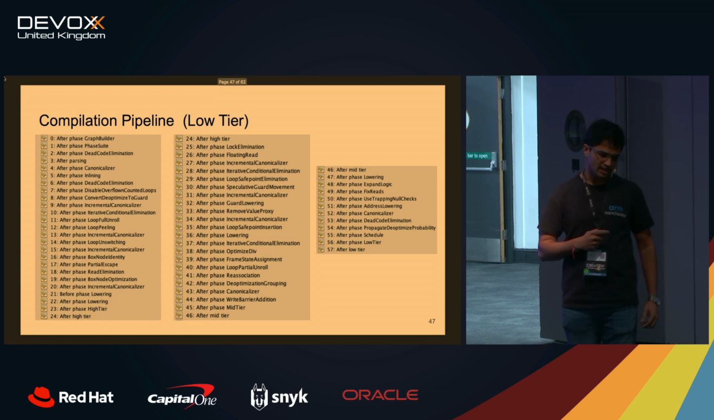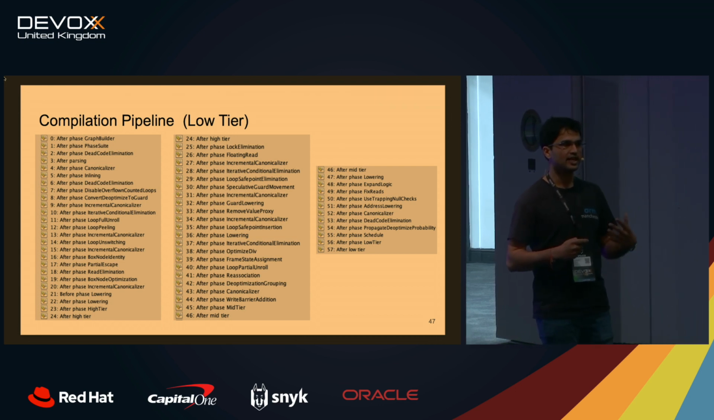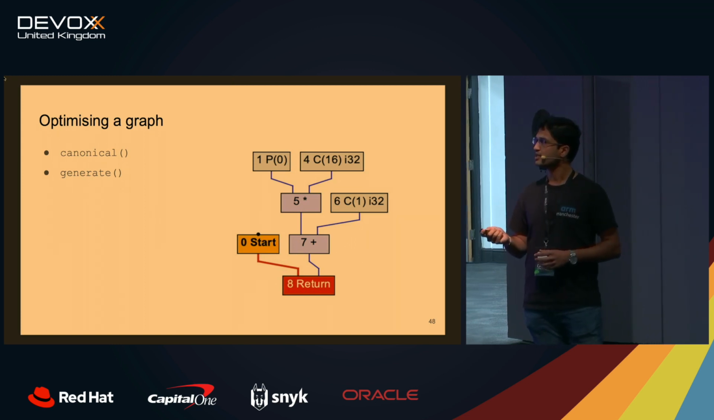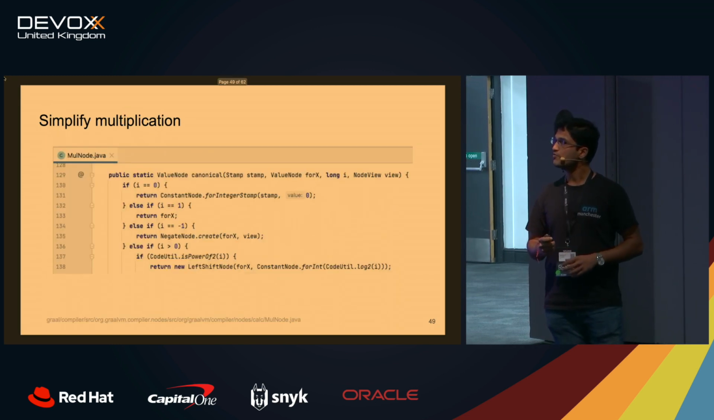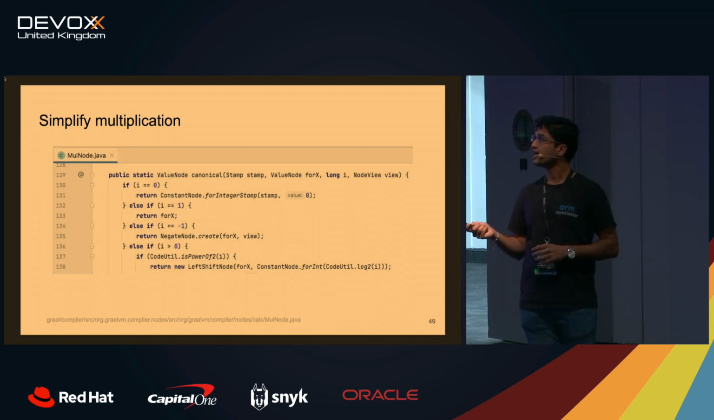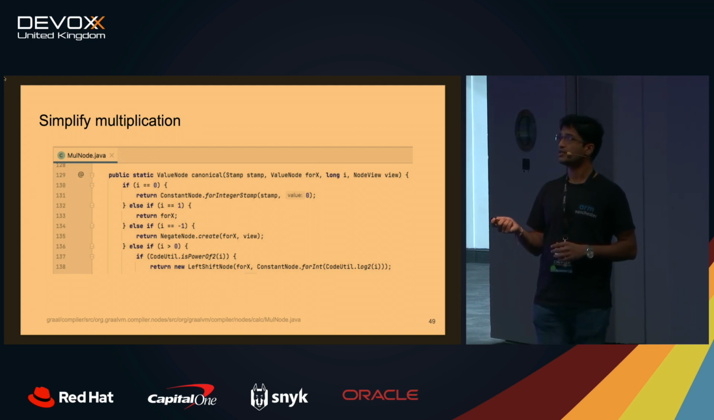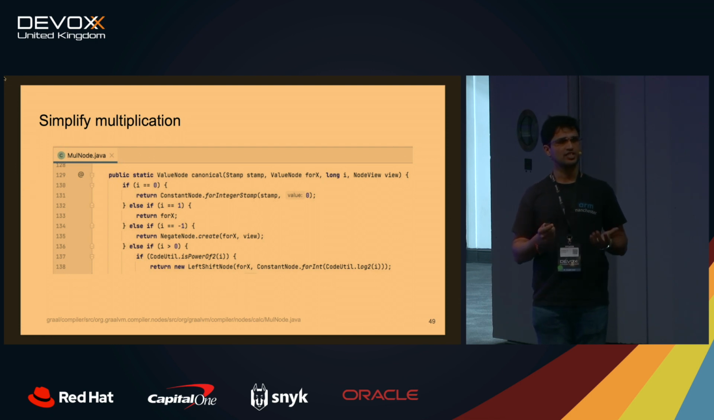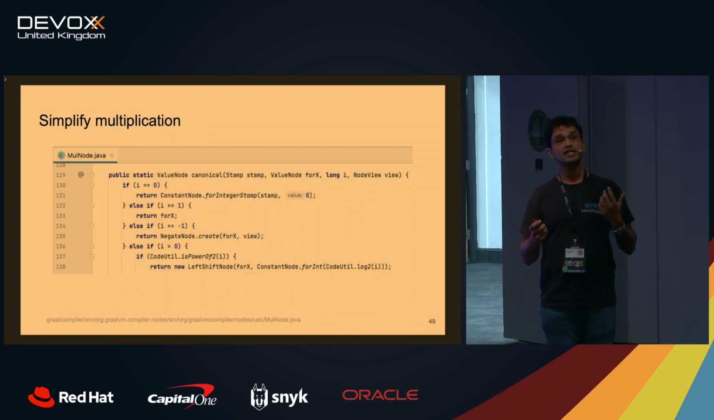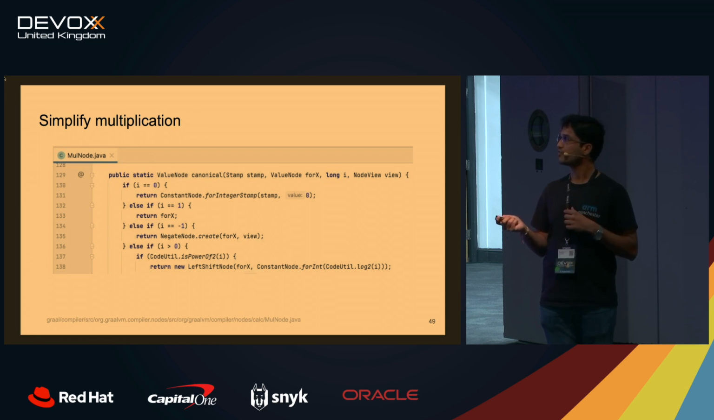Cool. So let's see where the multiplication gets converted into the left shift operation. There are two interesting methods here, canonical and generate. If we open the multiplication node, the mulnode.java file, you will find this canonical method. It has four arguments. The first one is stamp, which stores the information about the data types. The second one is forX, which is the first argument, or in our case, the value of a. The second one is constant value I.